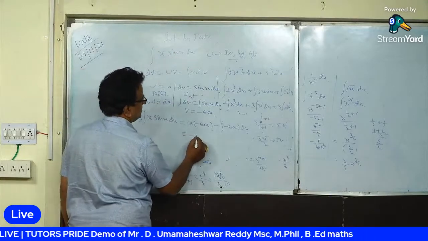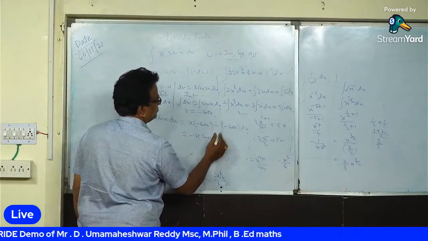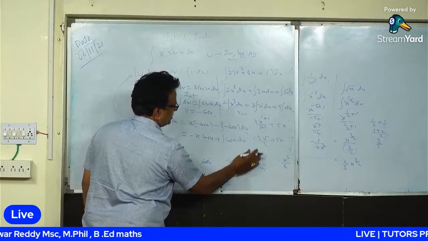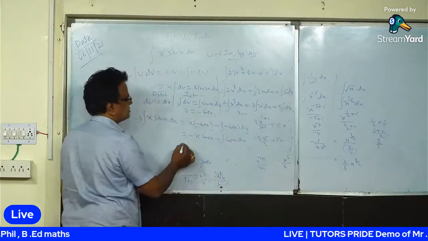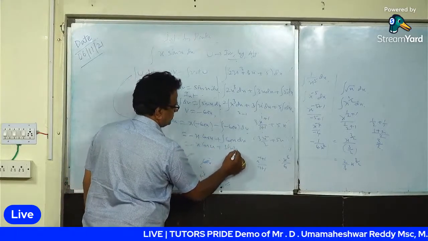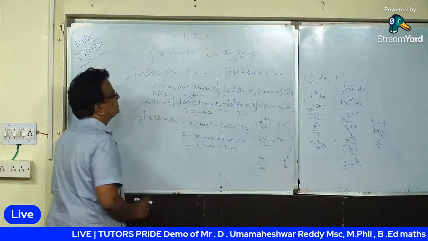So it is minus x cos x, minus into minus is plus, integration of cos x. What is integration of cos x? Sin x. So minus x cos x plus sin x. This is integration by parts.